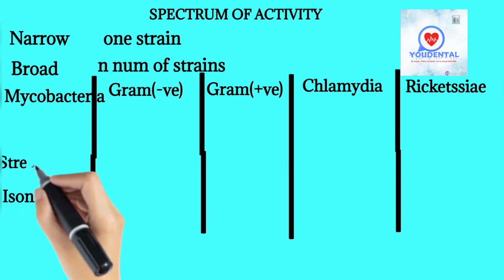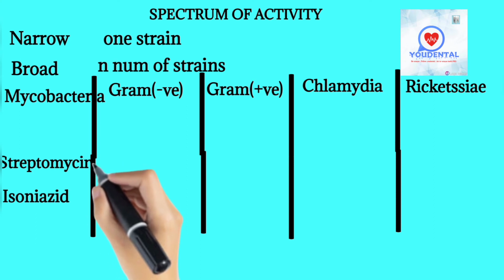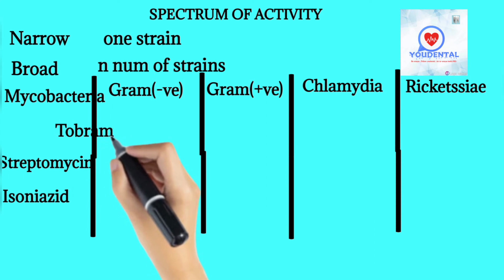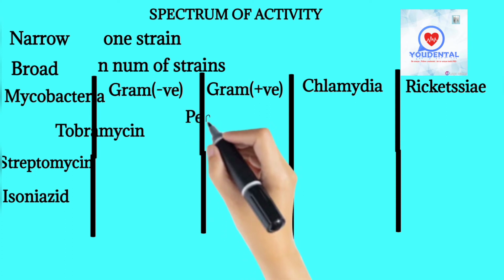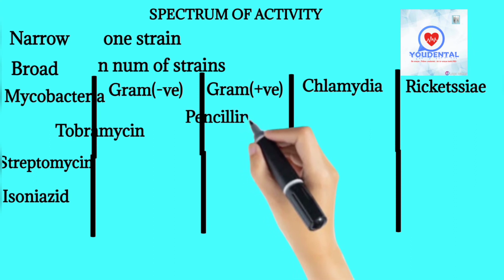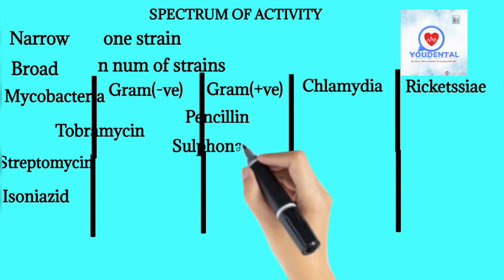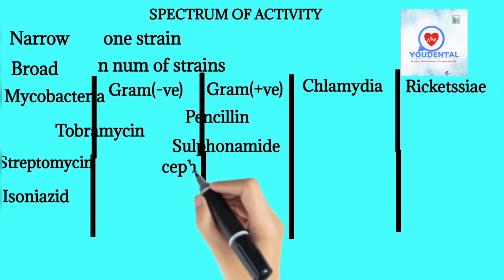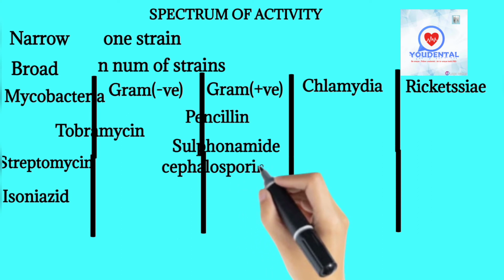Then streptomycin can be given for mycobacteria. Then I am going to write tobramycin. It is broad spectrum because it can be given for both mycobacteria and gram negative bacteria. Then penicillin, everybody will know that is broad spectrum for both gram positive and gram negative. Then the sulfonamides, also broad spectrum for both gram positive and gram negative microorganisms. Then the cephalosporins can be given for both gram positive and gram negative microorganisms.